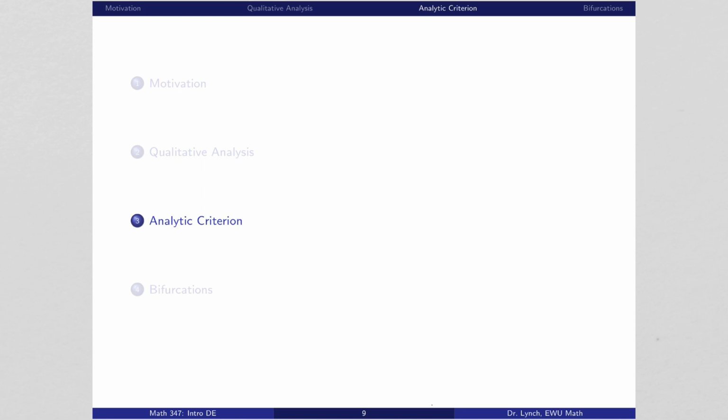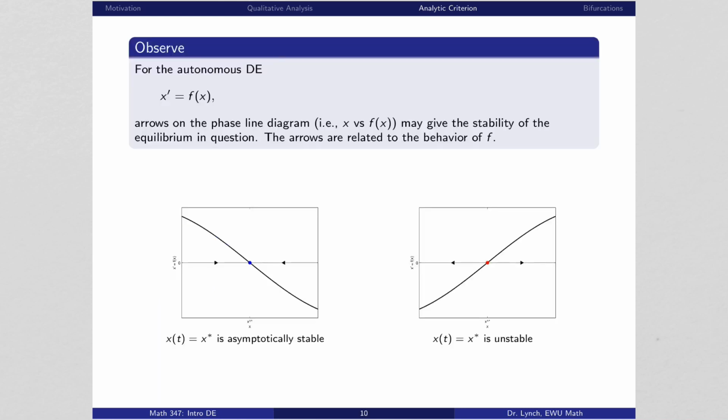So here's the analytic criterion for stability. First, make the observation that if you have an equilibrium solution of an autonomous differential equation, the arrows nearby that equilibrium solution tell us stable or unstable. So if the arrows nearby x star, I'm calling the equilibrium solution, point toward it, x star is stable or asymptotically stable. Again, we're just calling that stable. And if the arrows point away from it, we call that equilibrium solution unstable.